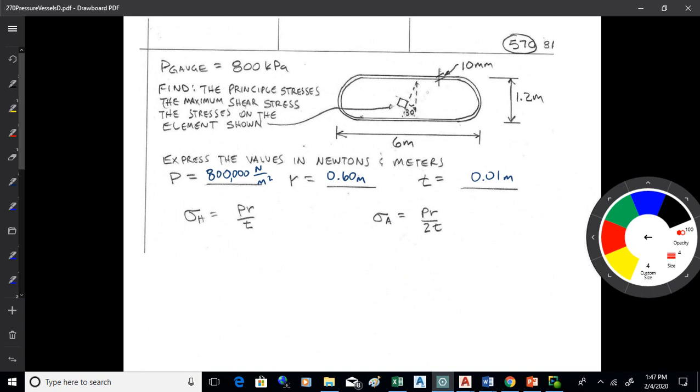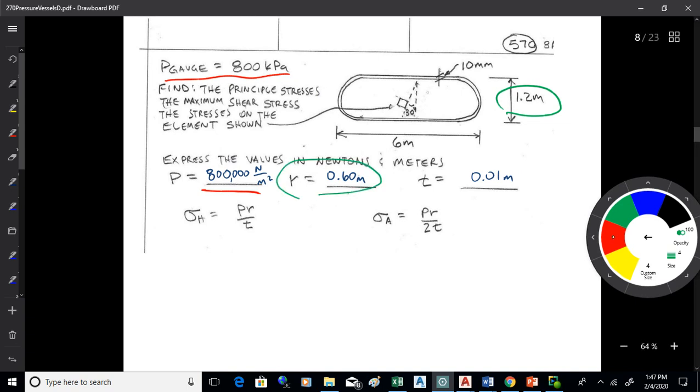So 800,000 newtons per meter squared, that's kilopascals, that's the pressure. And the radius would be half of the 1.2. Round things are usually specified by diameter. The formula calls for the radius. And then we've got the wall thickness, 10 millimeters. So that's 0.01 meters, okay?